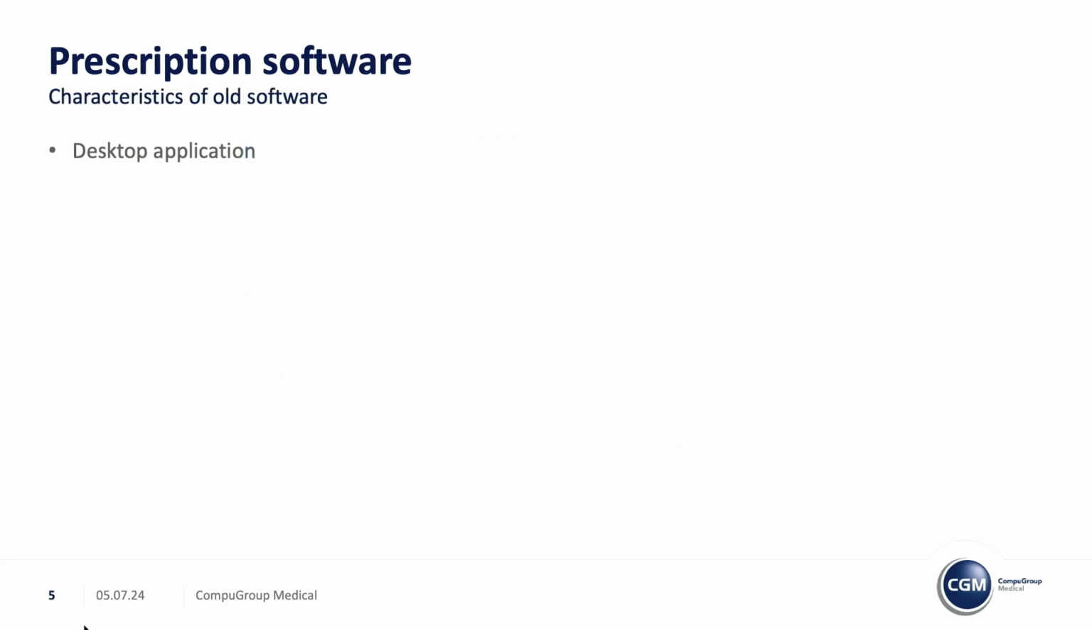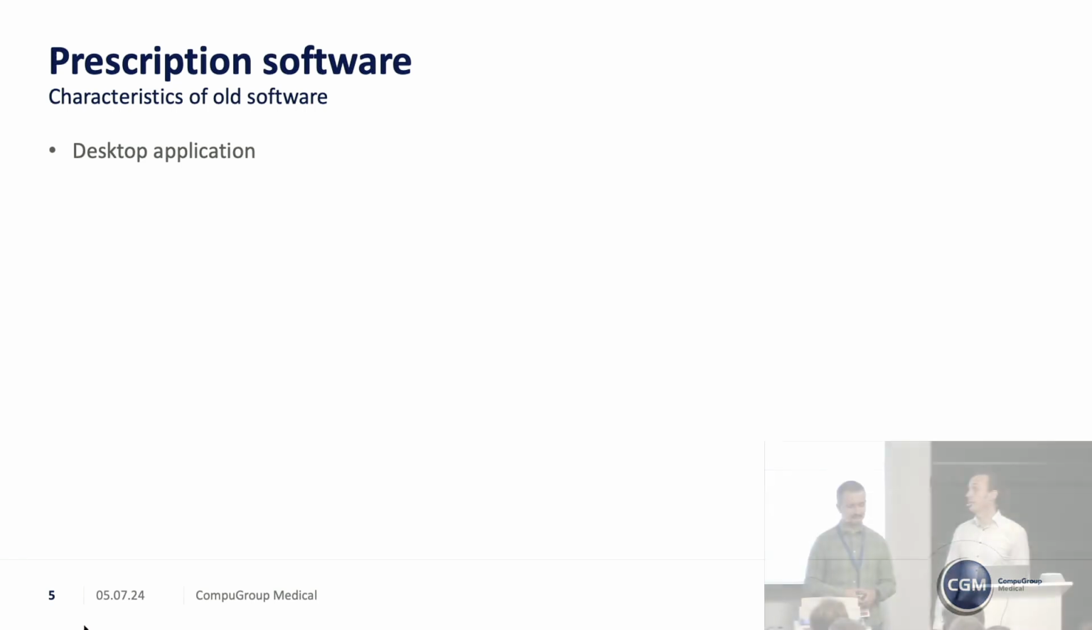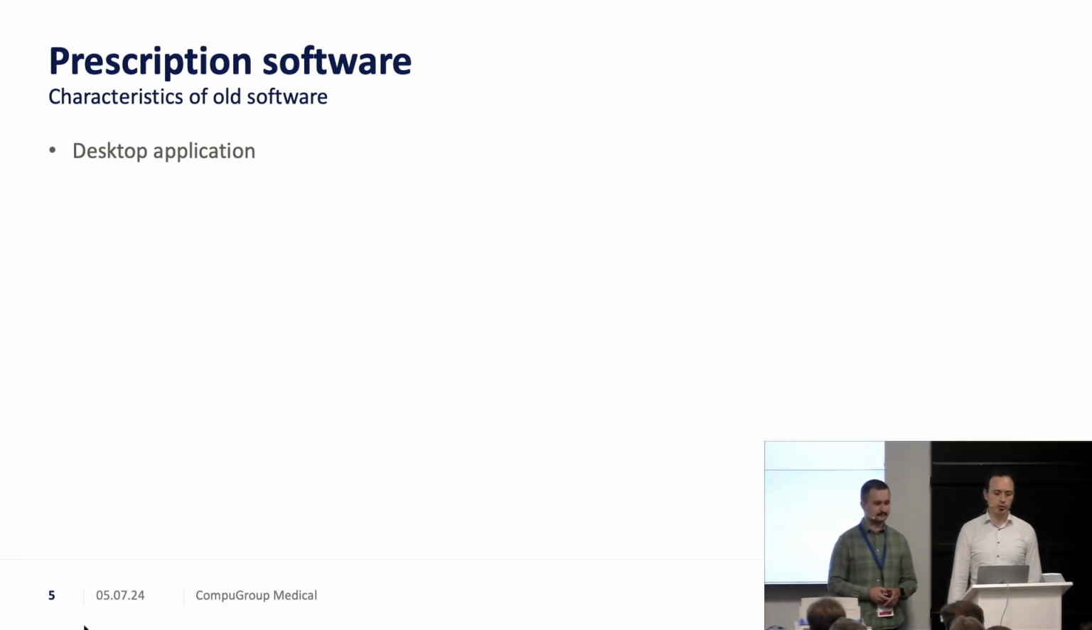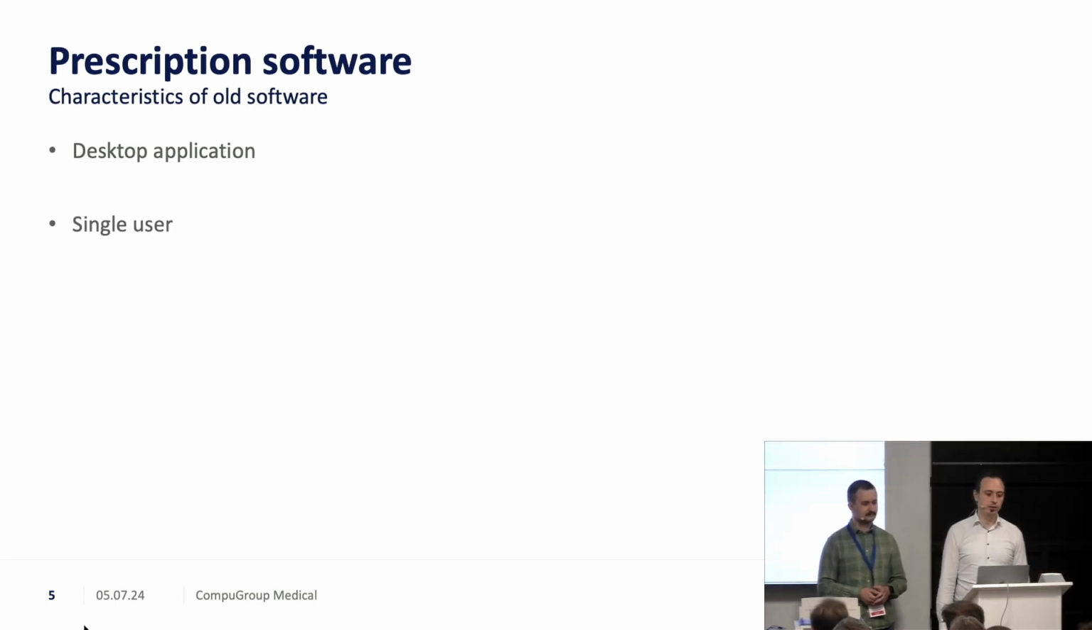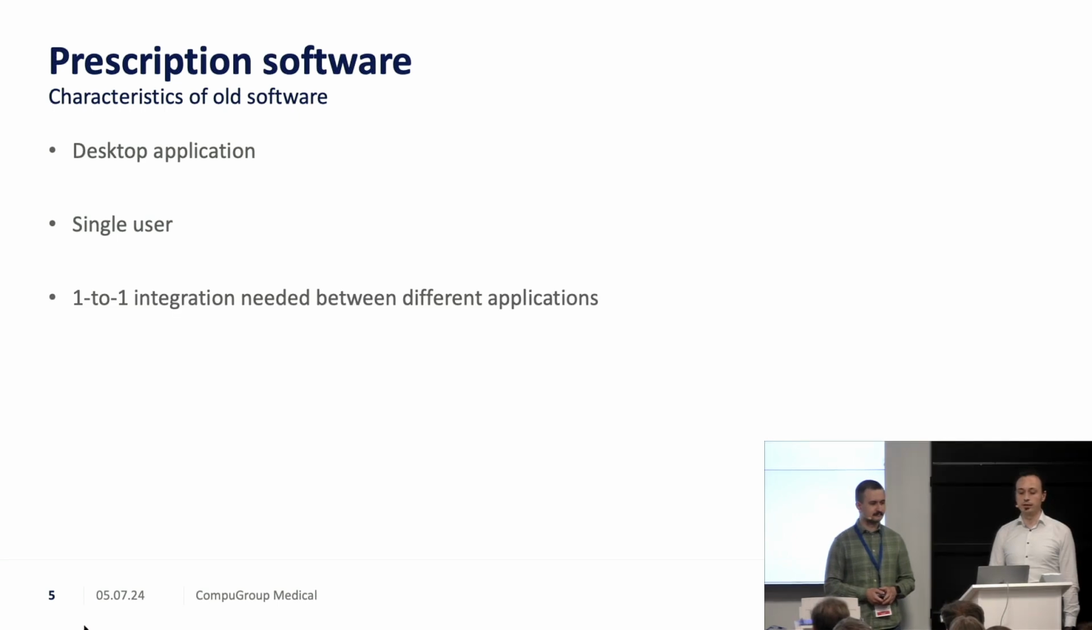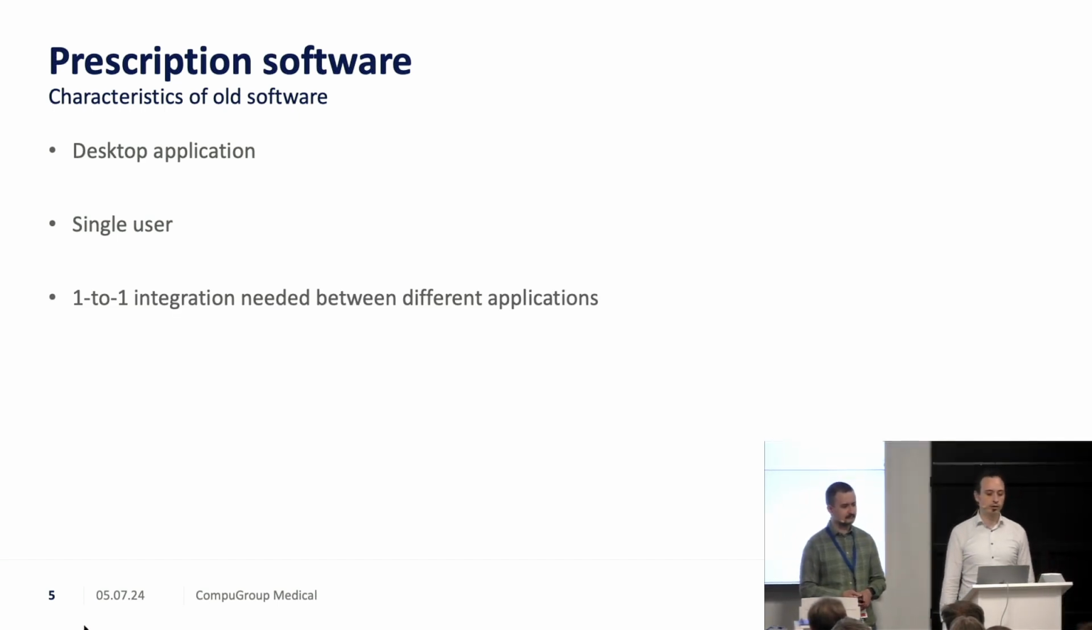And what are the main characteristics of these older kinds of software? They are typically desktop applications. They are typically single user. And most importantly, they typically require one-to-one integration between different applications.